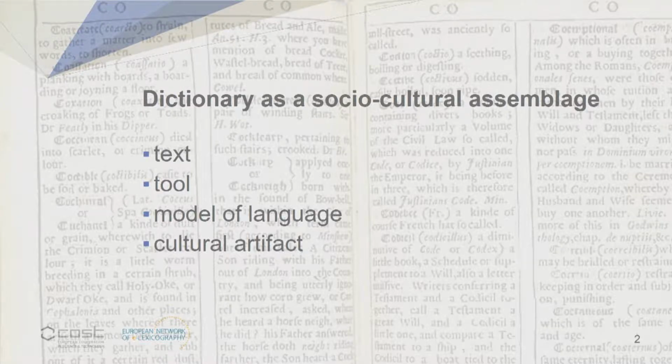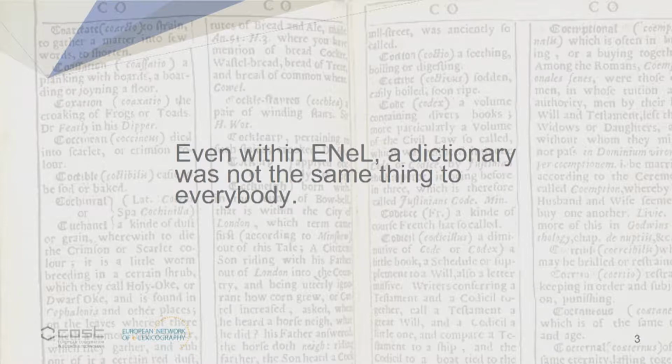For us retro people, dictionaries are fascinating because they're more than one thing at the same time. A dictionary is a text, it's a tool, it's a model of language, and it's a cultural artifact. And one of the interesting things for me in ENeL was that different working groups approached dictionaries differently. A dictionary as an object had a different use value to these working groups. And even within ENeL, a dictionary was not the same thing to everybody.